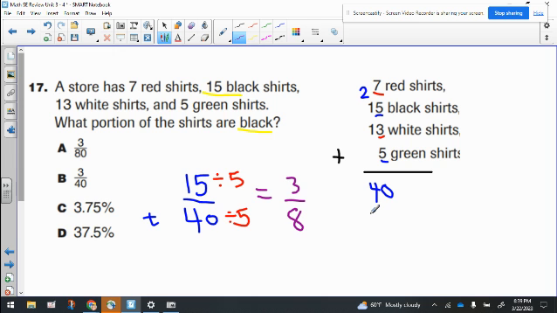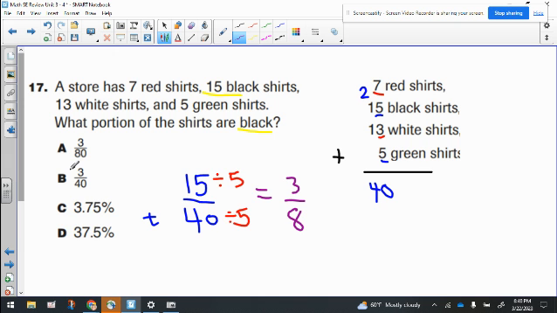Now, what's going to happen to some 6th graders? They will look at choice A and say, oh, I see a 3 and I see an 8. That's probably right. Well, it's not. 3/8 is not equivalent to 3/80. So A is off the table as a choice.